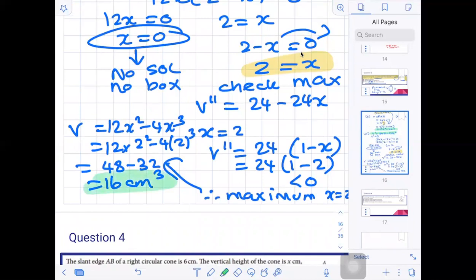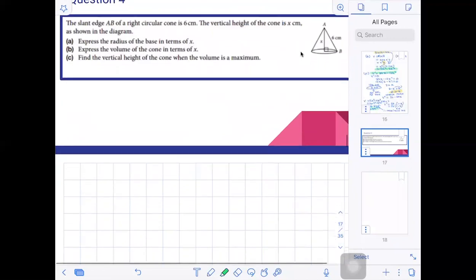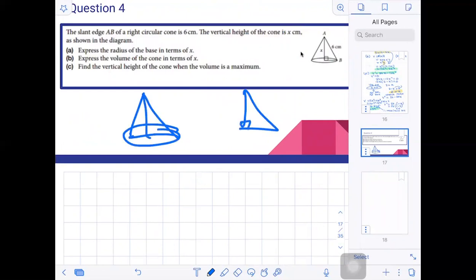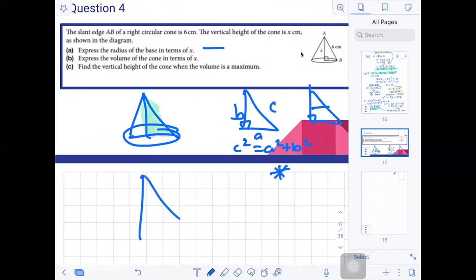That's it. Okay, so question 4. All right, so question 4, we've got this situation. Now, when you see a cone, Pythagoras' theorem is either going to come into it, or later on you'll see some with similar triangles. So that's like c squared equals a squared plus b squared. And that's usually what you use to get the radius in terms of the base. So we're focusing in on that triangle there.